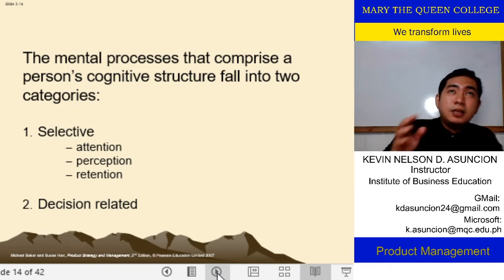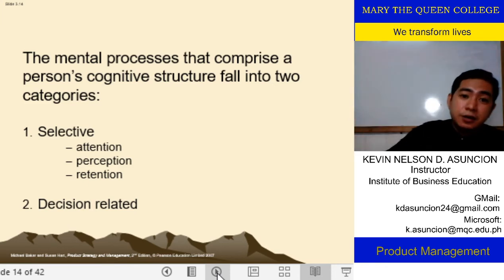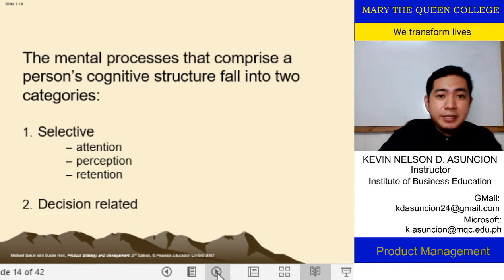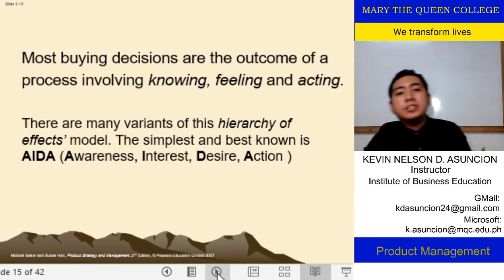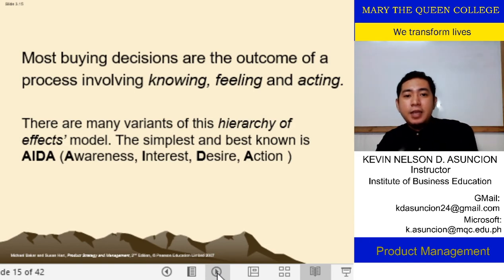They are basing the process depending on the circumstances. That's decision related. Kumbaga, pinaprocess nilang mabuti. It might be coming from different bases. No? So, most buying decisions are the outcome of a process involving knowing, feeling, and acting.